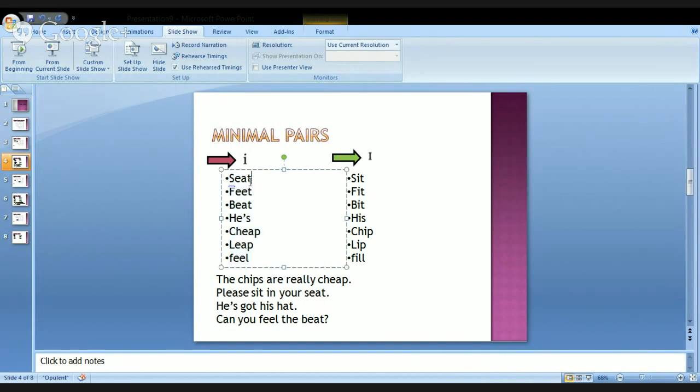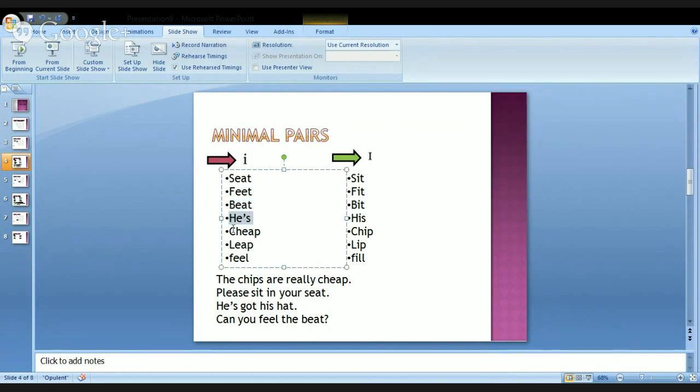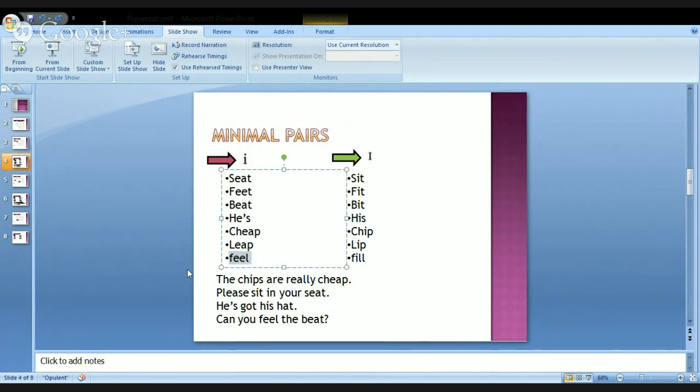Right. So we have seat. Sit. Yeah, and let's see, feet. Feet. There you go. Beat. He's. His. Cheap. Cheap. Leap. Lip. And feel. Feel. Okay. Excellent. Very good. So this is just like the E sound in Spanish. So that should be kind of easy since it exists in Spanish.